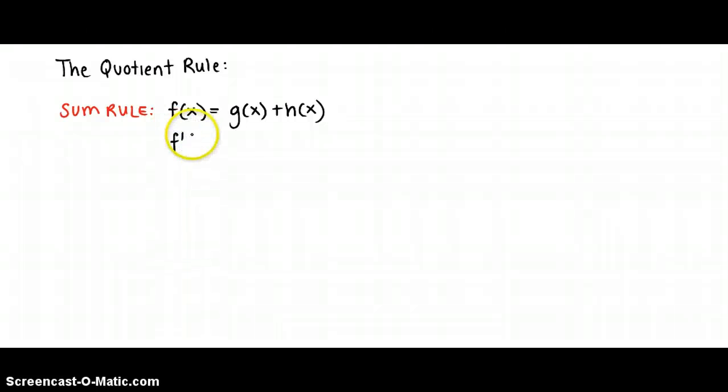So far in this chapter we have learned about a couple rules that are helping you to find derivatives. One of the rules we looked at was the sum rule. If f of x was equal to two other functions being added together, g of x and h of x, in order to find the derivative of f of x, we just found the derivative of both the other functions and added them together. That was an easy rule.